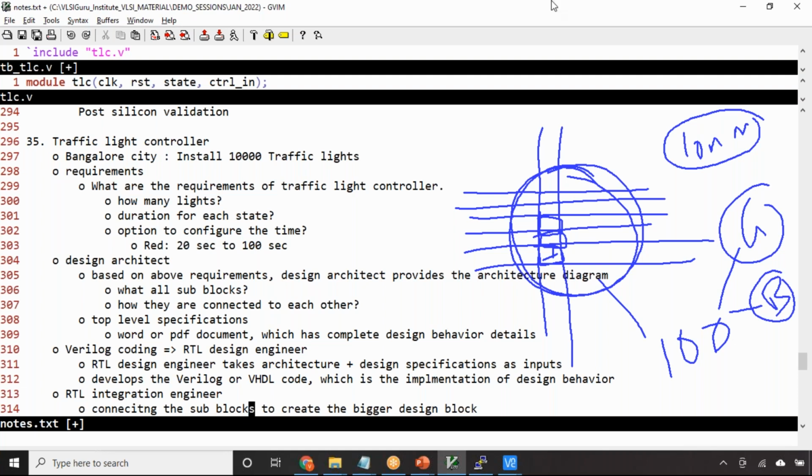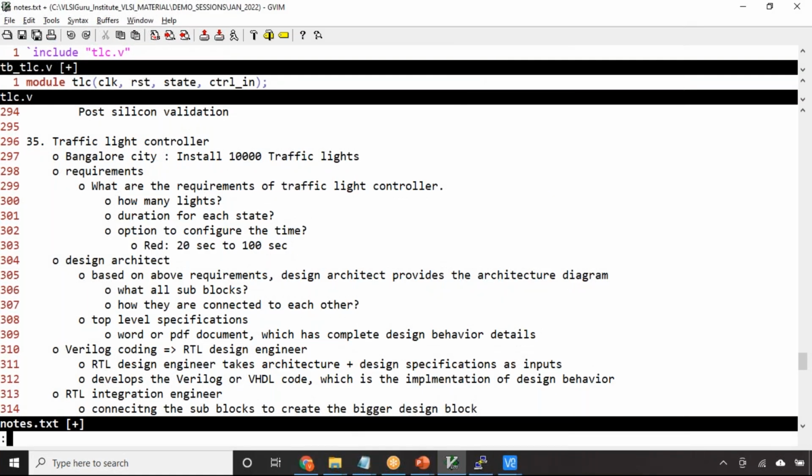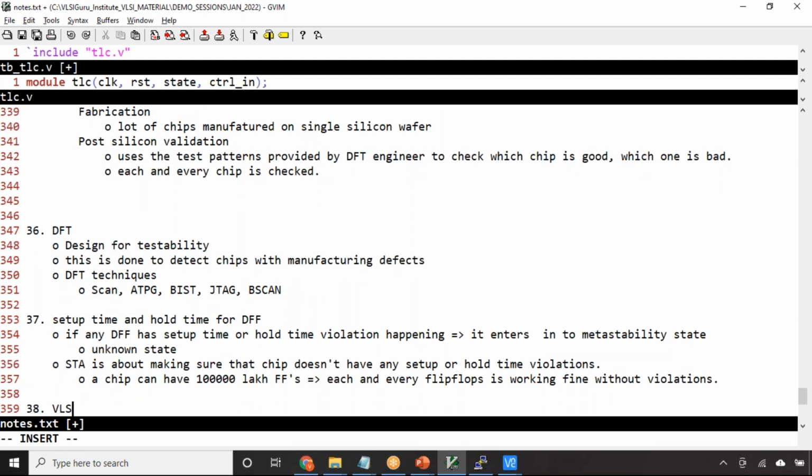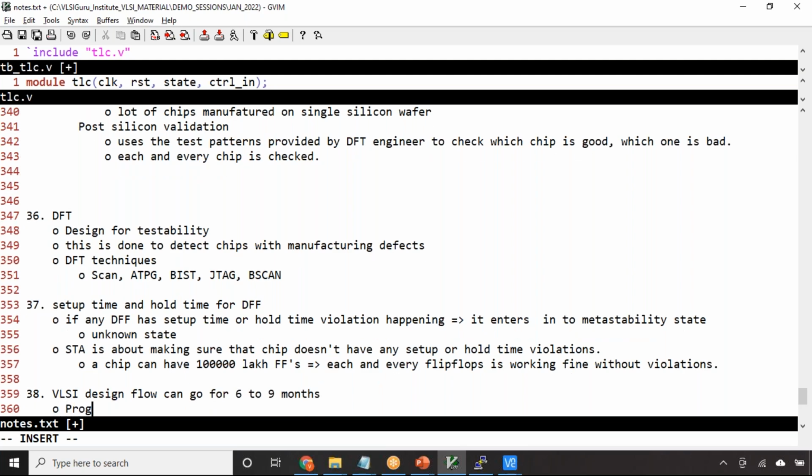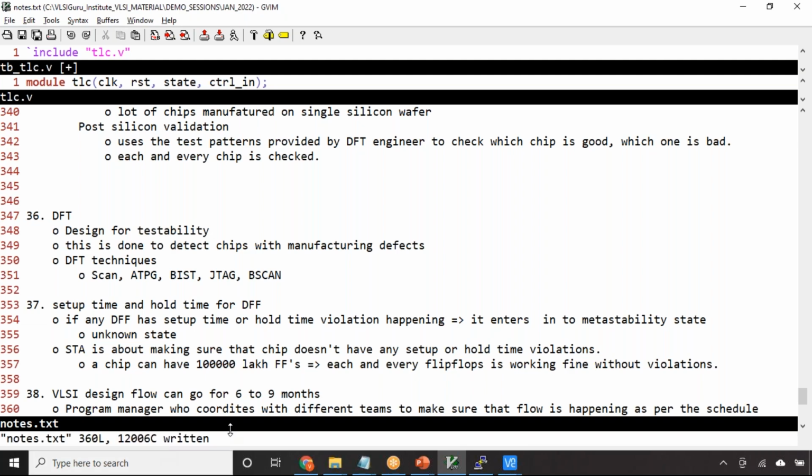For bigger projects like a mobile phone or server SoC, the VLSI design flow can go for 6 to 9 months, depending upon the complexity of the chip. So there will be program managers who coordinate this flow, who coordinate with different teams to make sure that the flow is happening as expected, as per the schedule. You understood? There will be a program manager who coordinates with different teams to make sure the flow is happening as per the schedule.